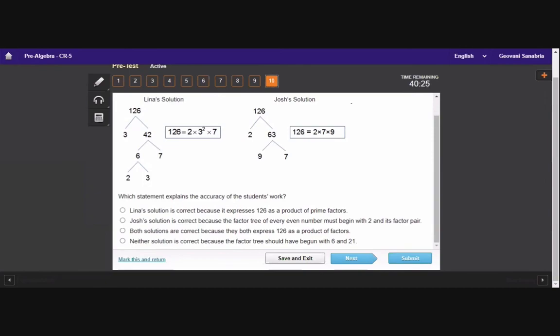Yeah. Just on that second one, which one can you keep breaking down? Nine's not a prime number, right? Correct. So it should be 2 times 7 times 3 times 3. So now that brings us to the left side. It's 2 times 3 squared times 7.